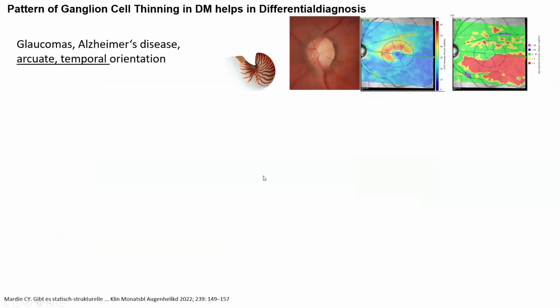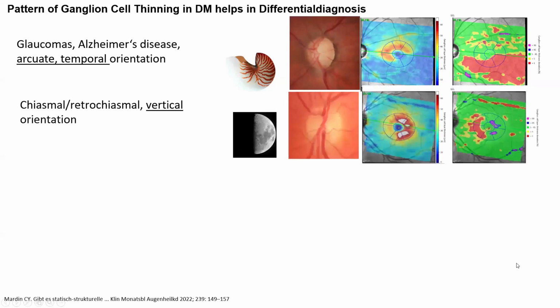When we look at the thinning pattern of the ganglion cells, we can differentiate roughly four types. One type is found in glaucomas or Alzheimer's disease: the arcuate temporal orientation of ganglion cell loss in the upper or lower hemifield, resembling a nautilus. And when you have chiasmal or retrochiasmal problems, you encounter a vertical orientation of visual field defects, and likewise a vertical orientation of the ganglion cell layer thinning, resembling a half moon.